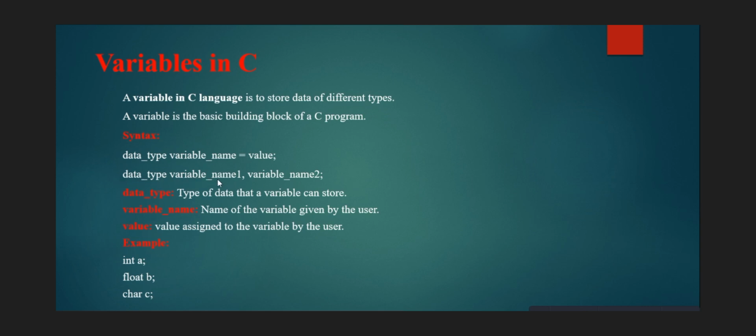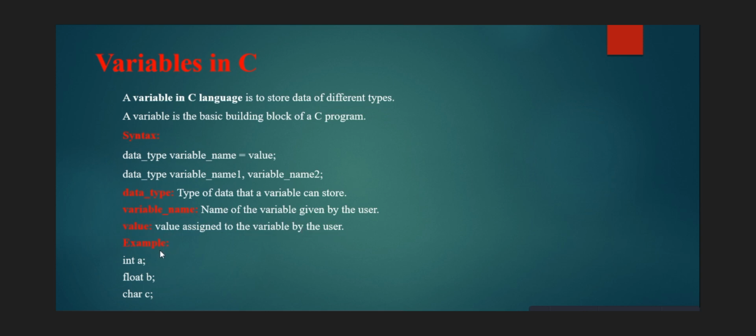Data type, variable name 1, variable name 2. This is used to declare multiple variables. What is data type here? It is the type of data that the variable can store, for example, int, float. Variable name: the name of the variable given by the user. It is up to the user how to declare it, for example a, num1, num2. Value: the value assigned to the variable by the user.